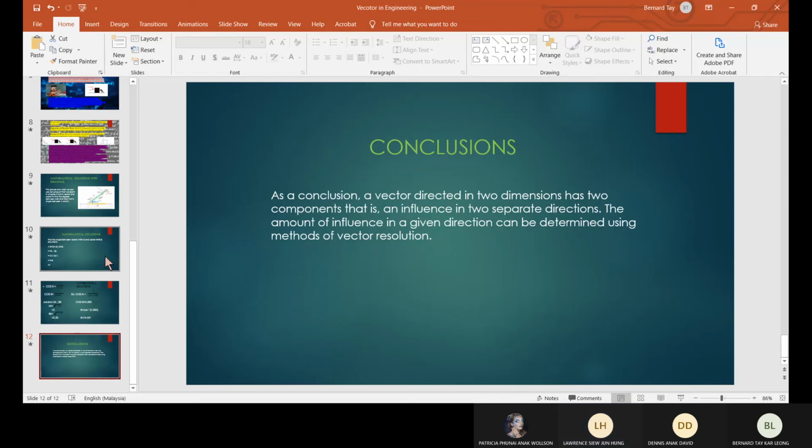So the conclusion is, in this topic, a vector directed in two dimensions has two components, that is, an influence in two separate directions. The amount of influence in a given direction can be determined using methods of vector resolution. That's all. Thank you.